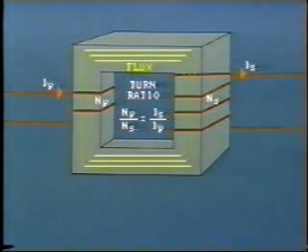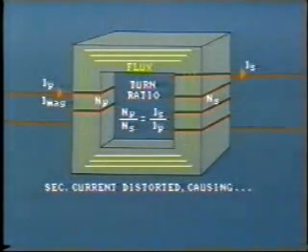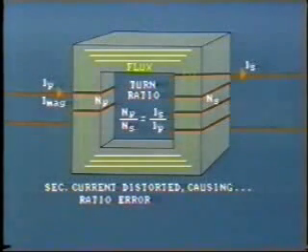However, the core must be magnetized, and this is done by using a small amount of the current supplied to the primary. This additional primary current results in distortion of the current that is induced in the secondary. Because of this, 2 errors occur. 1, a ratio error, and 2, a phase angle error. To compensate, correction factors are calculated and provided by the manufacturer.